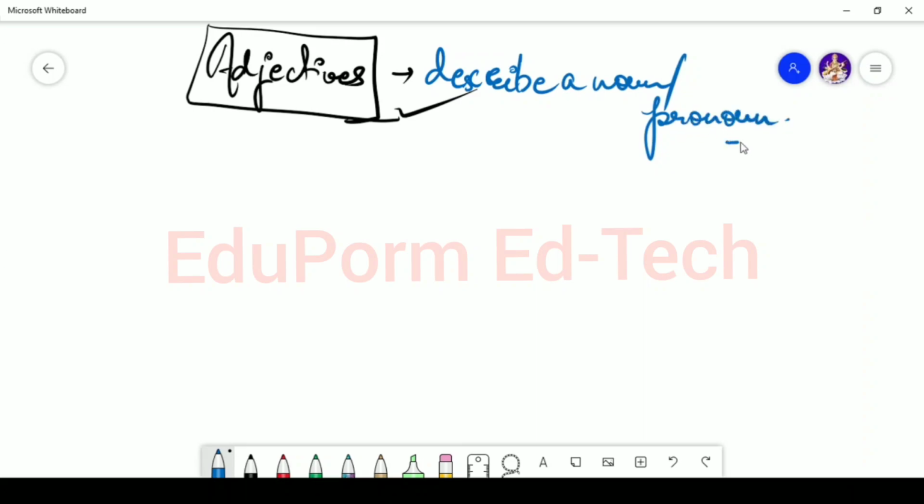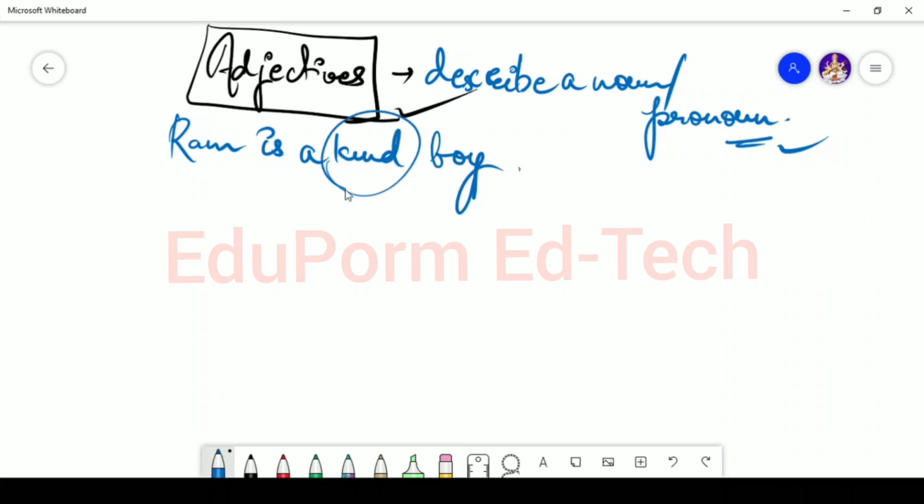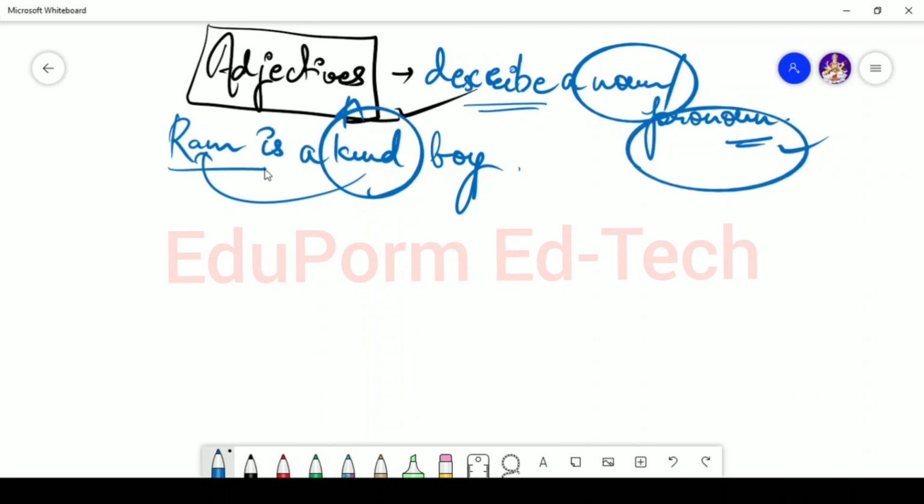Like in previous examples I would have said to you that Ram is a kind boy. Whenever you are saying that Ram is a kind boy, kind is an adjective. Why? Because it is describing a noun or a pronoun. It is describing Ram. How is Ram? Ram is kind. So an adjective basically is used to describe a noun or a pronoun.